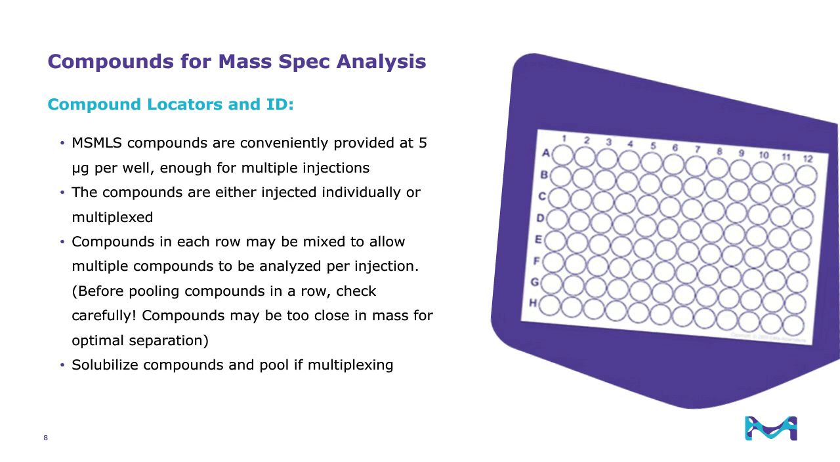And for plates 6 and 7, which contain more lipid-like compounds, we recommend using a ratio of 1 to 1 to 0.3 chloroform, methanol, and water. The entire library may be examined in great detail by performing individual injections for each of the unique compounds.